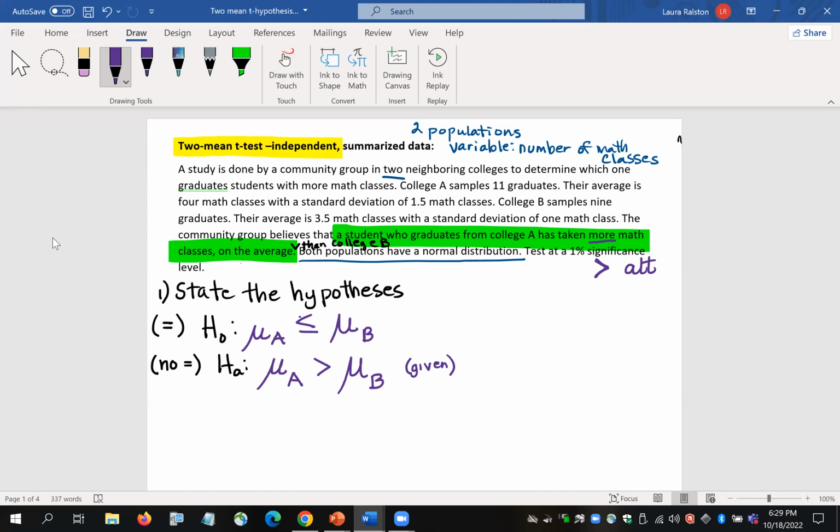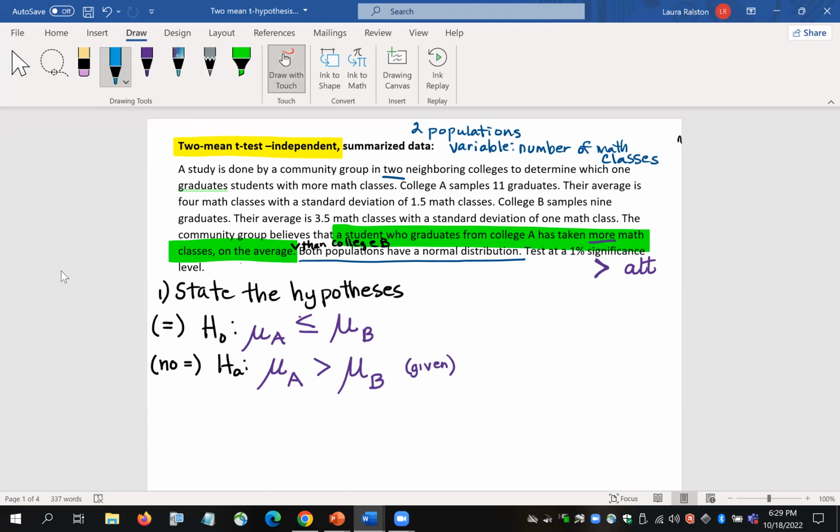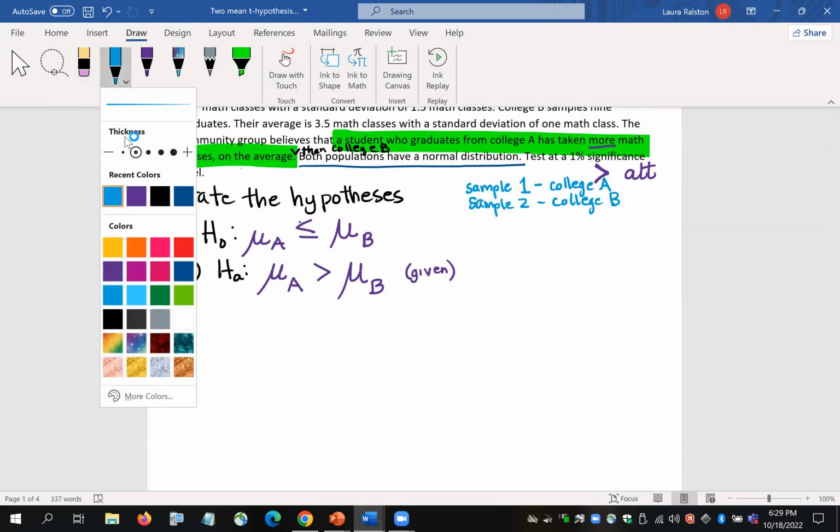We use subscripts. You could label them 1 and 2. Since they have it as A and B, I'm using A and B. I will tell you that Minitab just uses sample 1, sample 2. So, if you want to make yourself a note off to the side, in this case, sample 1 is college A, because you want to make sure you're consistent, and sample 2 is college B. Again, Minitab only uses the distinction 1 and 2. Okay, so we've stated our hypotheses.